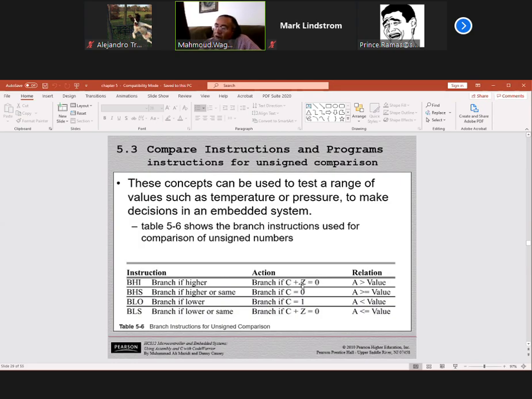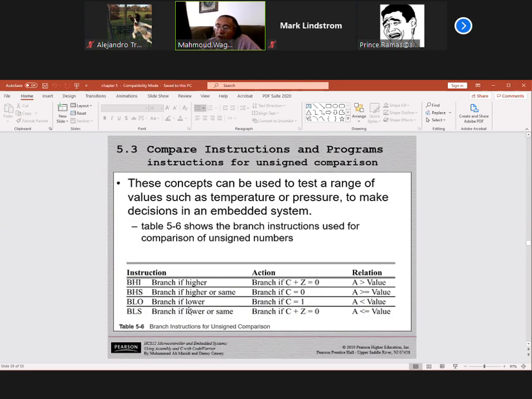So you cannot enforce this condition, C or Z equal to zero. You have to exclude Z. Z becomes a don't care condition here in the second line. So we're comparing C only, because whether the accumulator is zero or whether the accumulator is positive, C is going to be zero regardless of the value of Z. So that's why we excluded Z from this equation as we go from higher to higher or same.